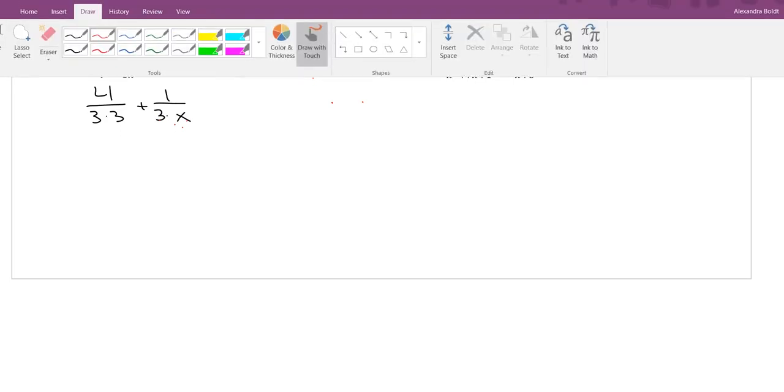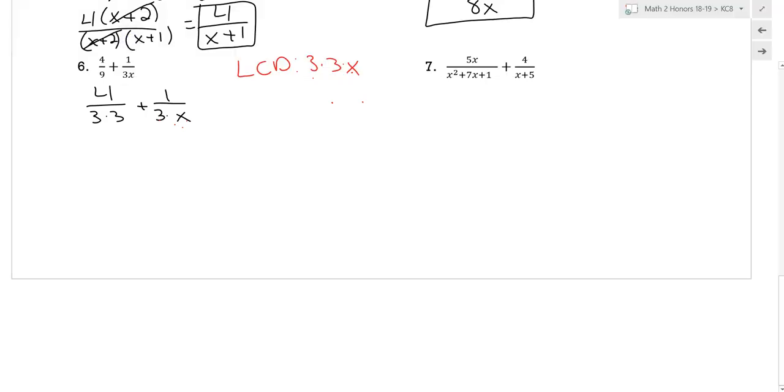Now we have to see if we're missing anything. We have to get the denominators on both of our fractions to be the least common denominator. It has a 3 and a 3. It's missing the x, so x, x. This one has a 3 and an x. It's missing this 3. So I am left with 4 times x is 4x. We'll keep it as this for now. 1 times 3 is 3.